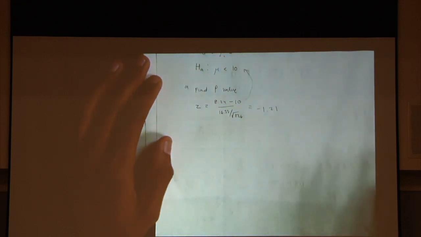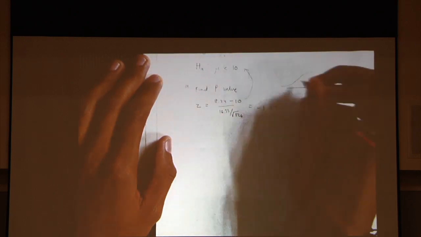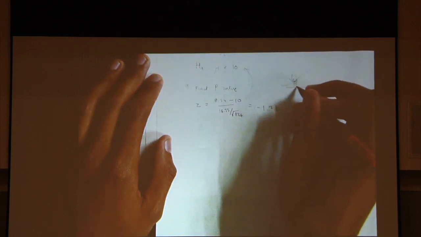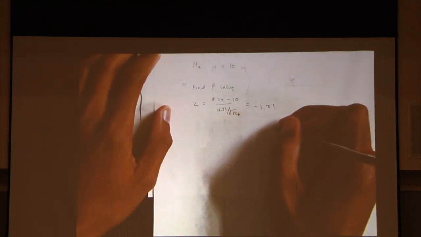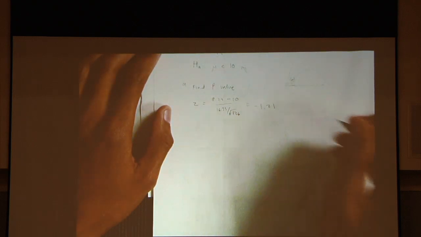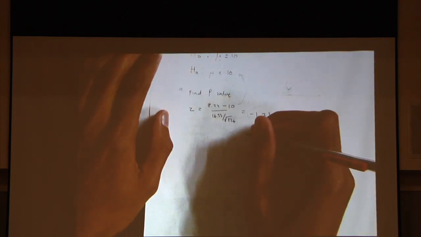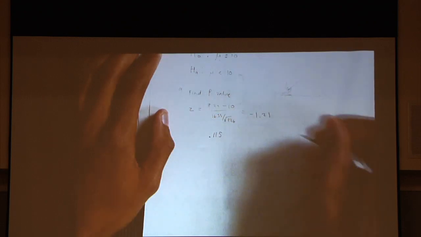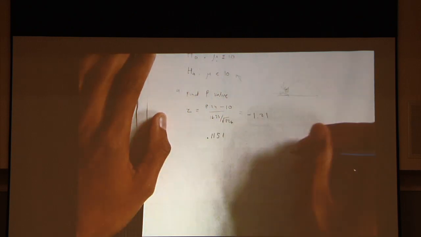Since this is less than, for this one you want less than, so you want to be looking at this alpha. So it's not really going to be 1 minus for this case, right? So it's going to be whatever, negative 1.21. It's about 0.115. So 0.115. Yeah, 0.1151.